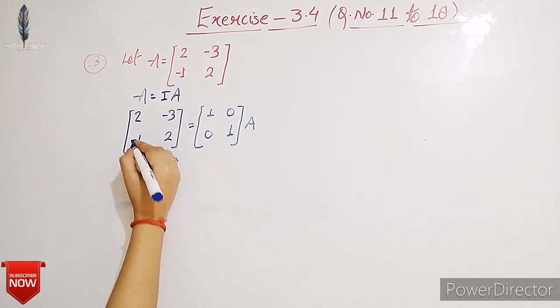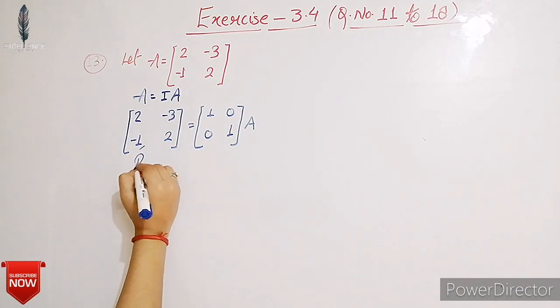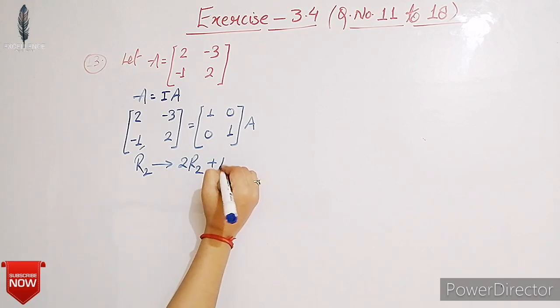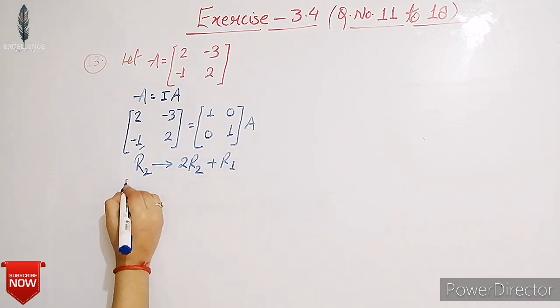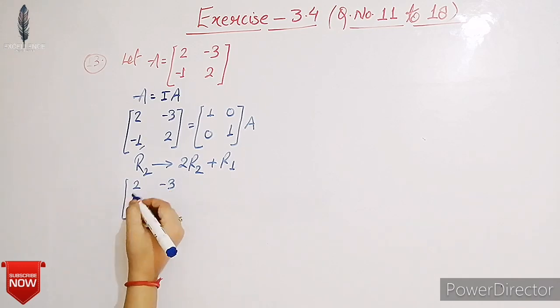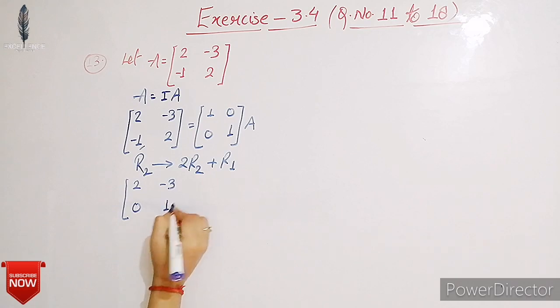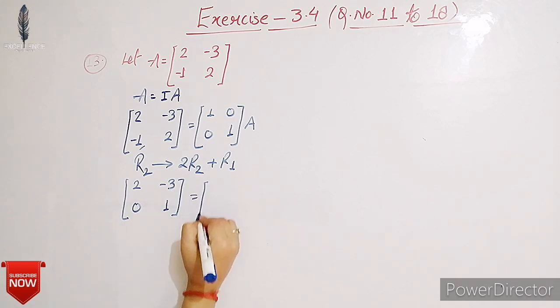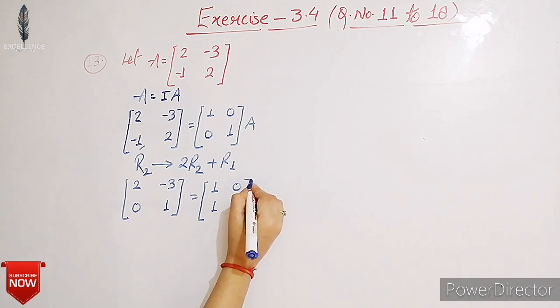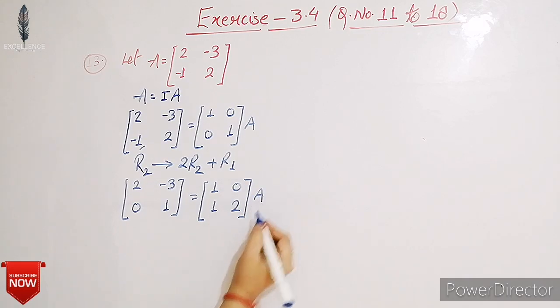So here R2 changes to 2R2 plus R1. Clear? R1 is the same, 2 minus 3, and R2 becomes 0 and 1. Same changes on the right side, that is 1 0, and R2 becomes 1 2, times A.